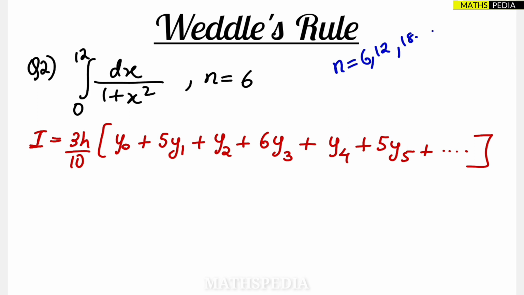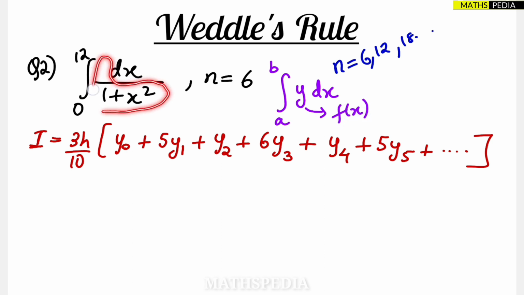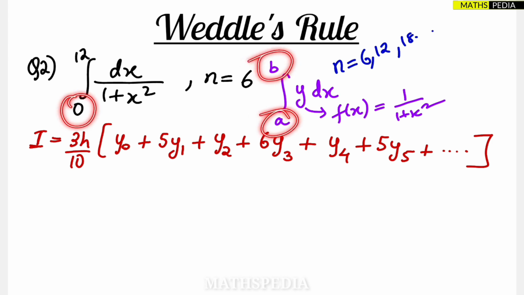Okay. Now we have to find the h value. That is very important. So while comparing, see, actually it will be integral a to b of y dx, and y is nothing but function f of x. So in this question, y is nothing but this part, dx we cannot consider, right? So y is nothing but 1 by 1 plus x square, right? And a value is equal to what? 0. b value is equal to 12. This you have to remember.